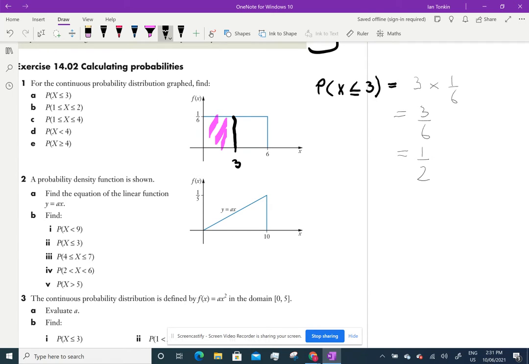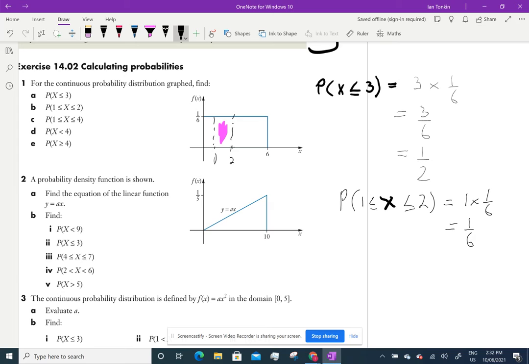Now, the next one, between 1 and 2. So again, there's one and there's two, and I need to find this area. Well, the probability of X between 1 and 2, and I use a big X here because I'm not finding the function, I'm finding the probability. Well, the base of that is 1, and the height of that is a sixth, so it's 1 on 6.